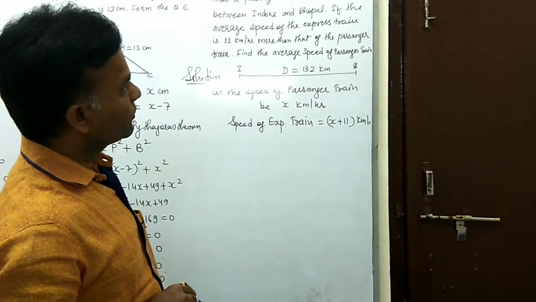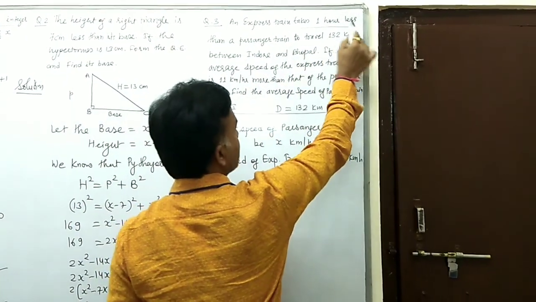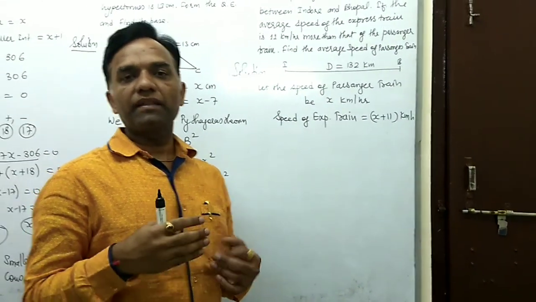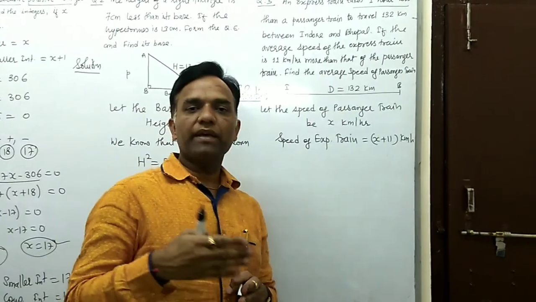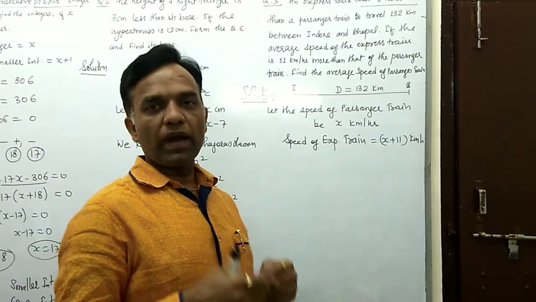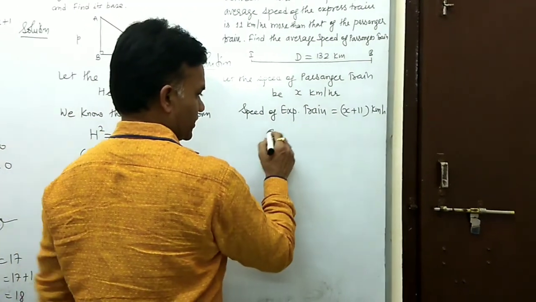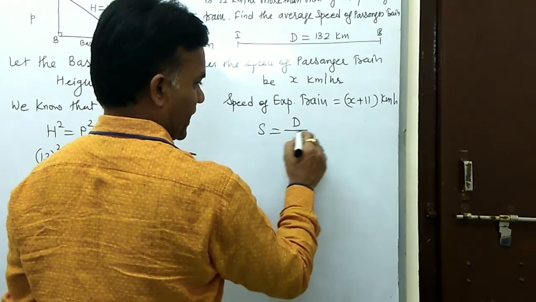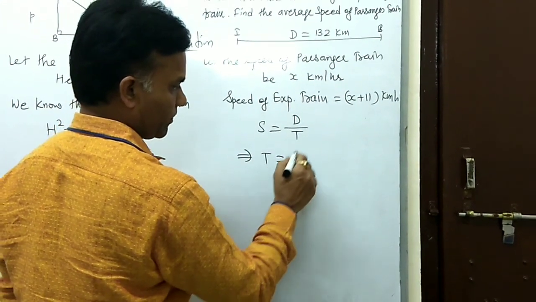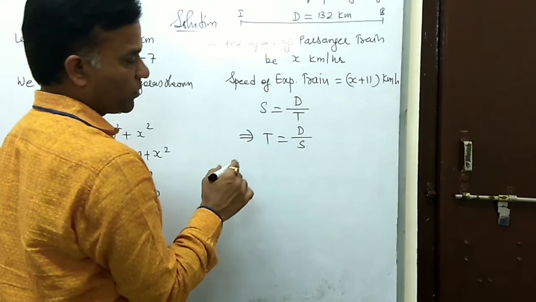Okay, so now here we find out, because the basic point is that a time comparison is given, so we find out the time taken by the passenger train and the time taken by the express train, because the time difference is given. So first we find the time taken by the passenger train. We know the formula for speed equal to distance upon time, and now here we compare it with the time. So time equals distance upon speed. Okay, so you write down, this is the basic formula of speed.